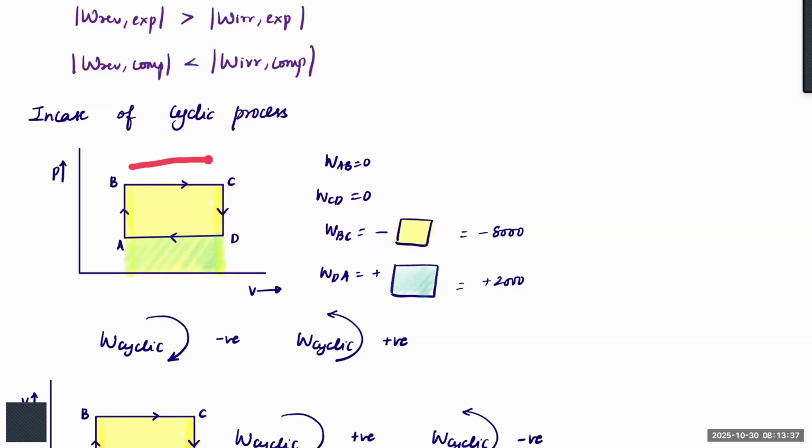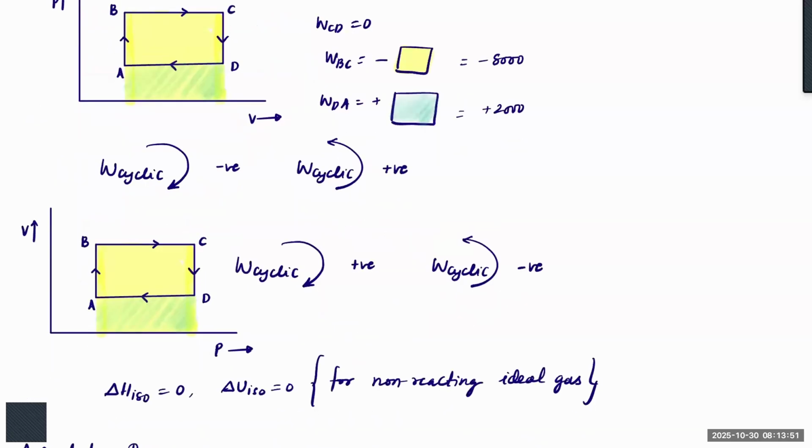And if it is moving clockwise, the overall work done is going to be by the system. Got it? Work done is by the system, right? So therefore, it is a negative value. So remember, a clockwise cycle is negative, an anti-clockwise cycle is positive work done.